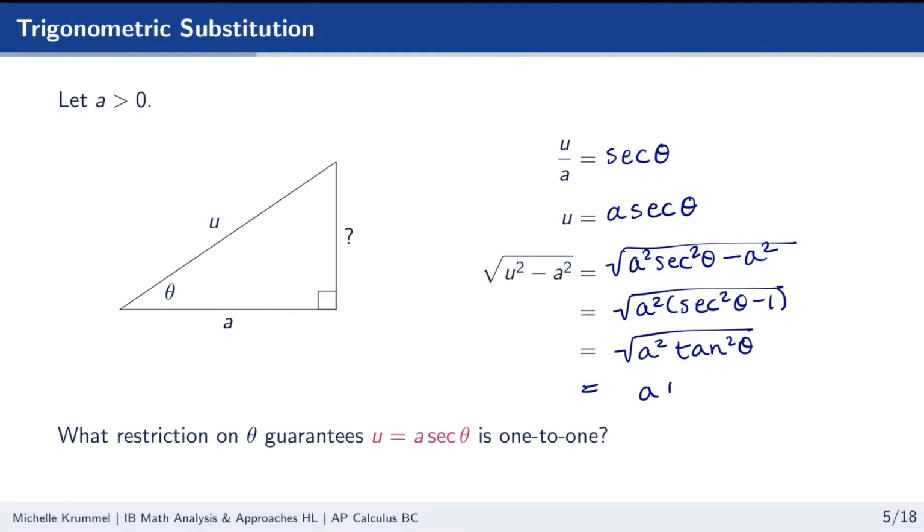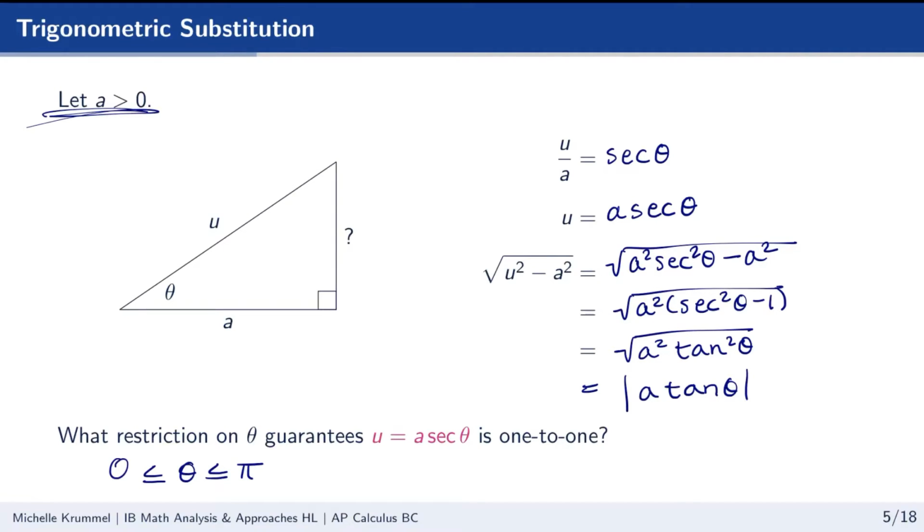And the square root will equal a tan theta, absolute value. So what restriction are we going to place on theta? We already have that a is positive, so that's going to allow us to drop the absolute value around the a. And then for secant to be one-to-one, think about the arc cosine function. That's between 0 and pi.